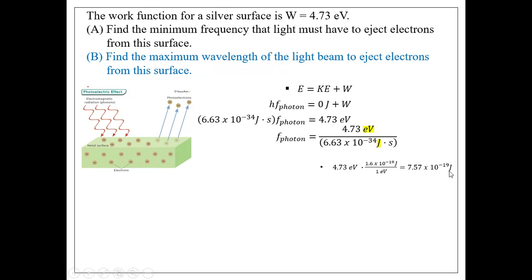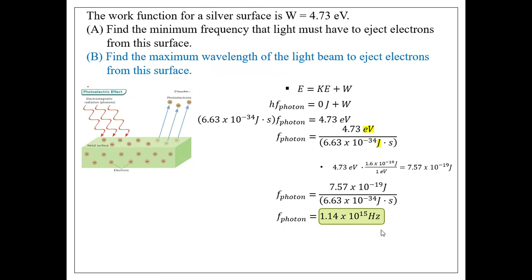Now that I have that converted to joules, instead of using 4.73 eV in the numerator, I'm going to plug in 7.57 times 10 to the negative 19 joules, because that's what the conversion factor is equivalent to. On the bottom is still Planck's constant. Now joules on top and joules on the bottom cancel out, and the only unit left is seconds in the denominator, which can be brought up to the numerator. That becomes s to the negative 1, the unit of hertz. If I simplify this in my calculator, you get about 1.14 times 10 to the 15 hertz, and that is the answer for part A.